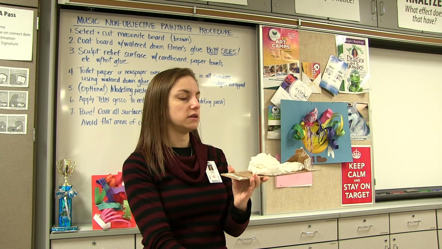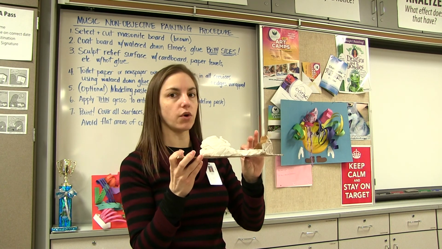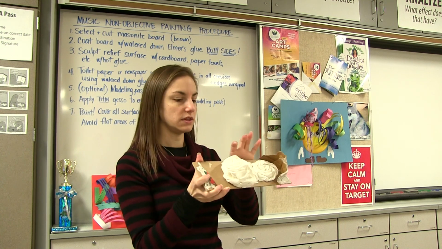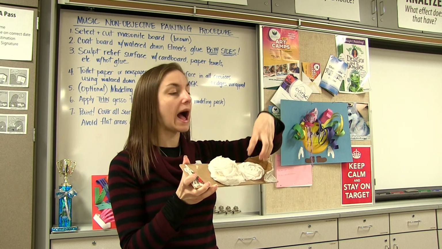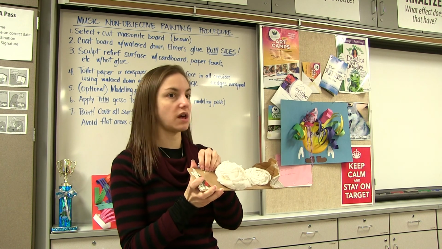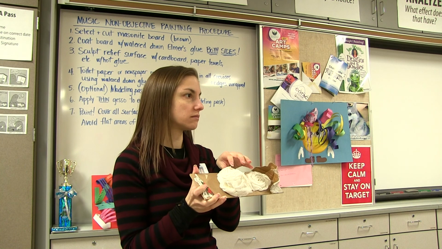So for example, this is like a really tight rolled paper towel. This is a looser rolled paper towel, okay? Both of these are just hot glued down to this masonite. We didn't even use Elmer's, we just used hot glue because it's quicker, okay?